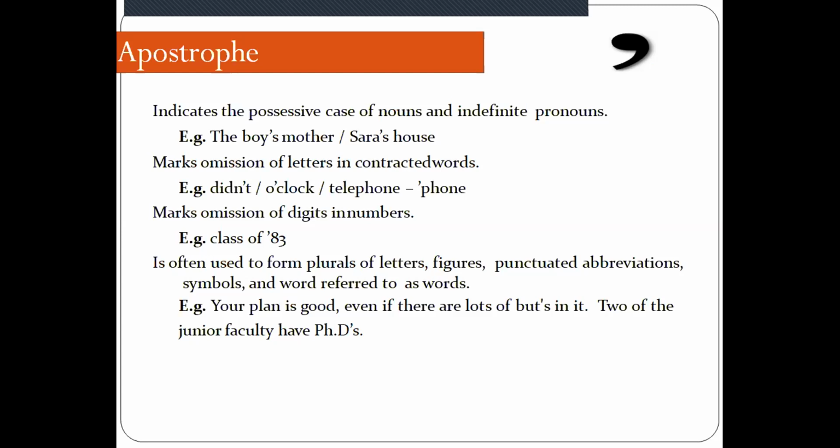Your plan is good, even if there are lots of buts in it. You put an apostrophe because when you add only s, the sentence will be rendered fragmented or wrong. So this one includes more than one but in a sentence. You can even say ands in it, so's in it, is in it. Two of the junior faculty have PhDs. So your plan is good, even if there are lots of buts in it.